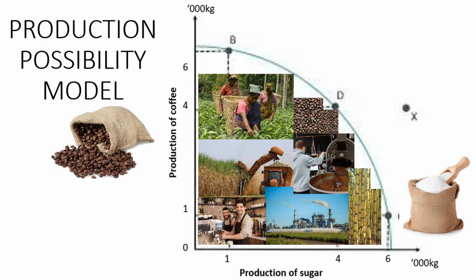The production possibility model is an economic model that brings together many of the concepts that we have studied so far. Accordingly, by studying the production possibility model, you will not only be learning something new, but you will also be consolidating your existing knowledge.